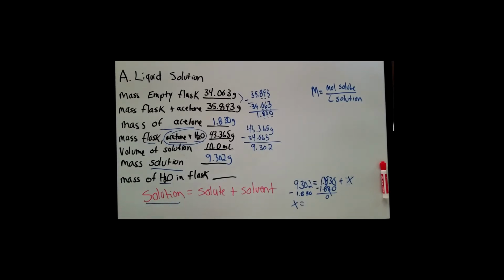So taking 9.302 minus 1.830, I get an X with 7.472. And the units on it are going to be grams. So this is the water.